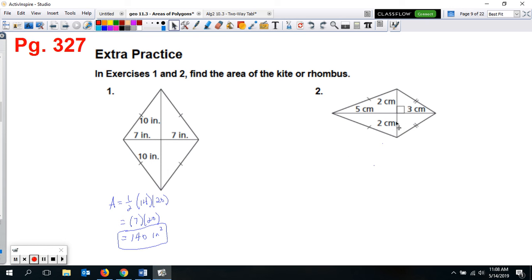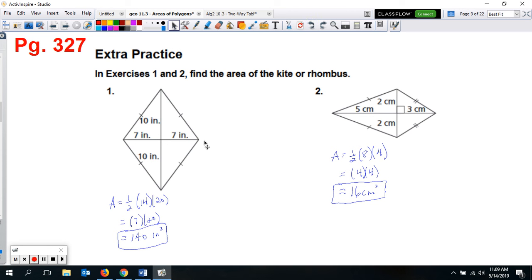And then number 2, we're going to see this diagonal, this going this way is 5 here, and then plus 3, that's going to be 8 going that way, and then 2 plus 2 this way is 4 this way. So it's 1/2 times 8 times 4, those are the two diagonals. The 8 going this way, the long way, and then the 4 the short way. We could say half of 8, that would be 4, so it's just 4 times 4, which is 16. So our area here is 16 centimeters squared.